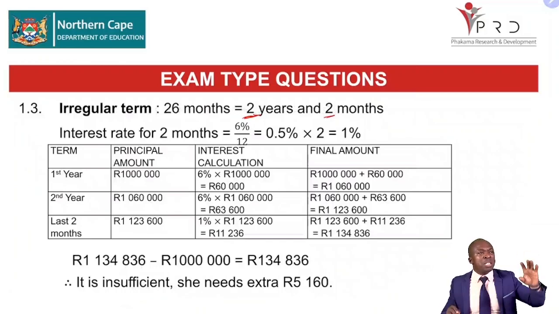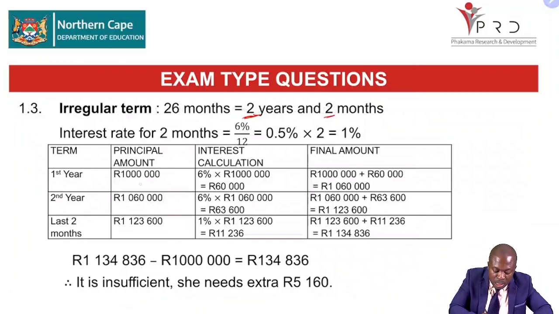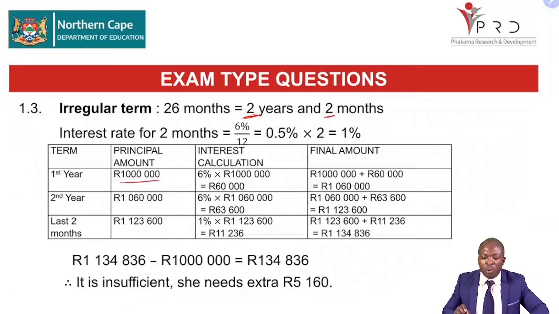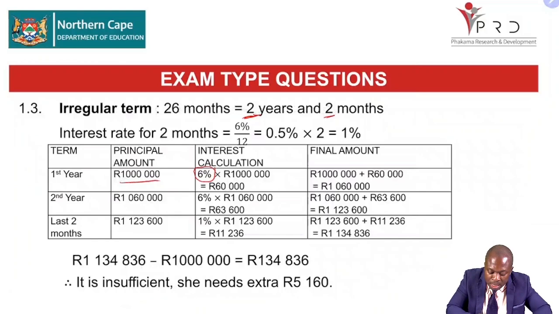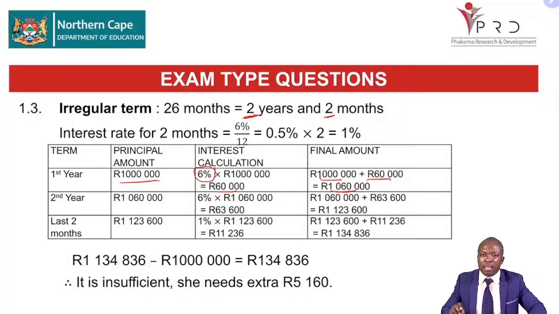No, they give you some years and some months, and then some of us will get stuck. Don't worry, because we are going to do better here. So what we do, year one, remember the money was 1 million. So we calculate our 6%, and then we are going to have 60,000. We take that 1 million, we add it to the 60,000. That's how we get 1,060,000.